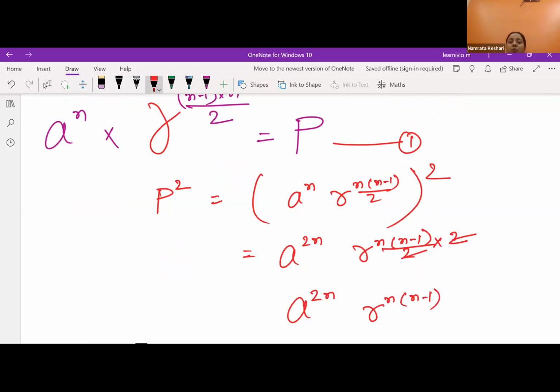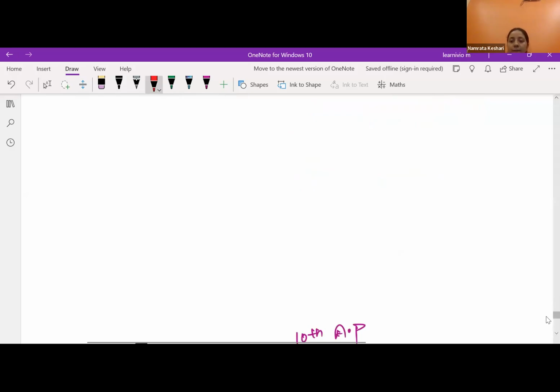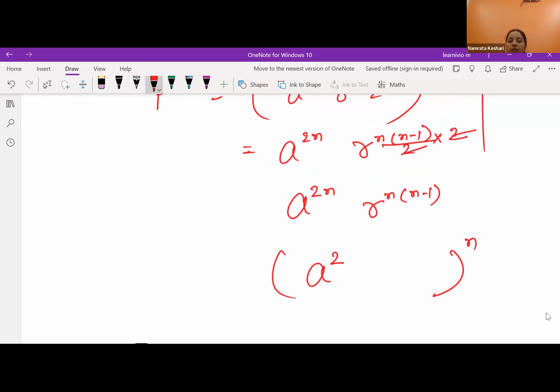But we have to show p square is ab whole power n. So just take the power n common from both of them first. Why? Because the proof contains power n outside. So we'll have a square and r to the power n minus 1. Making sense? Yes, ma'am. Okay, now ab to the power n is there. So one a we keep separately and the other a we write this way. Can you see, this is b and this is a, and we got the proof.